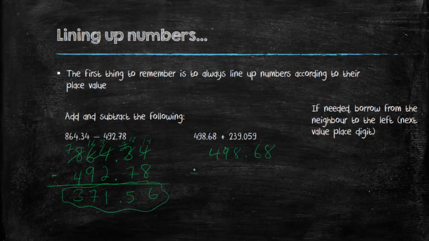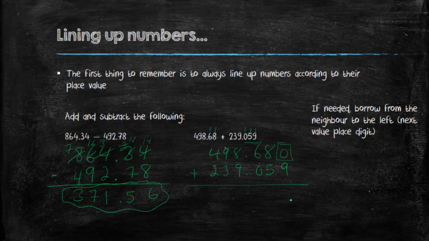Okay, let's do this. 498.68 plus 239.059. Okay, so this is a little tricky. Here we've got three decimals, the tenths, the hundredths, and the thousandths. And here we've only got the tenths and hundredths. So we have to line them up accordingly. The 6 and the 0 line up, the 8 and the 5 line up, the 9 lines up with the next digit, which in this case is empty. And if it's empty, there's usually a hidden 0 there. We don't write it, but there is.